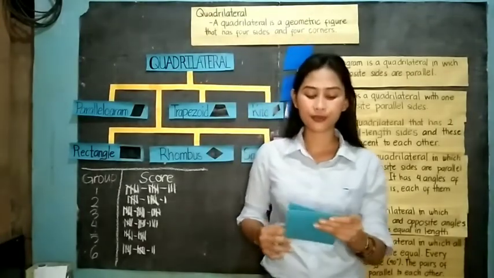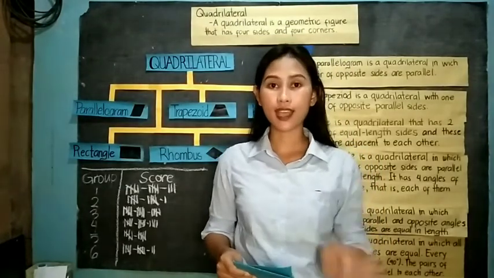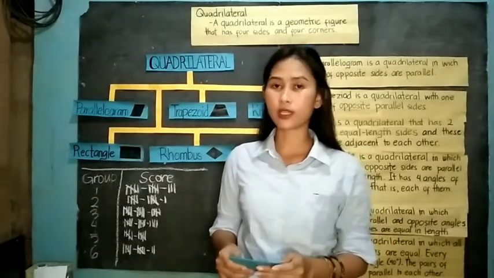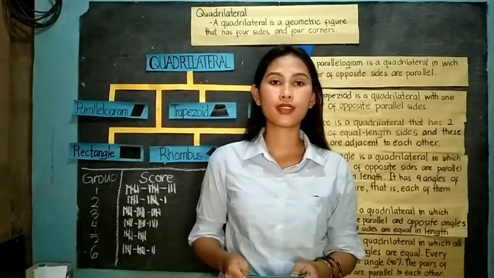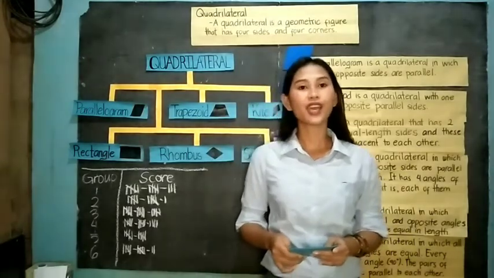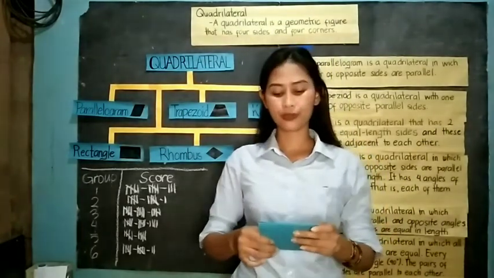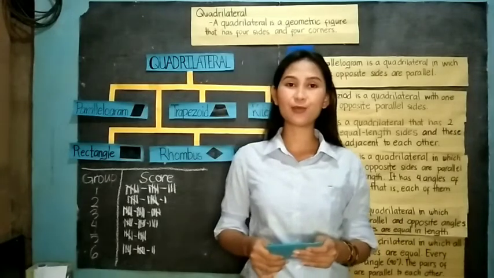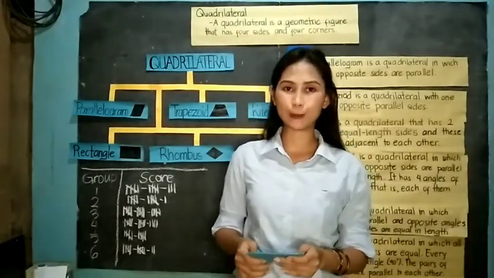Number 4. A kite is a trapezoid. Is it a fact or a bluff? Time's up. Everybody, raise your answer. The answer is bluff. Groups 3 and 2 got the correct answer.